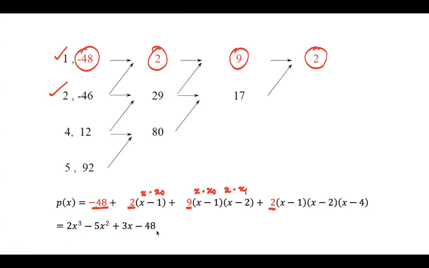3x minus 48. Now, if I want to calculate the function value at x equal to 2 or 3 or something, you just replace x with that value in this equation. You'll be getting the function value. Is this clear? Any doubts?